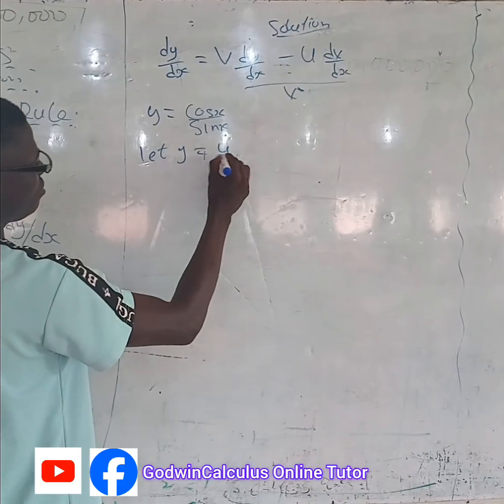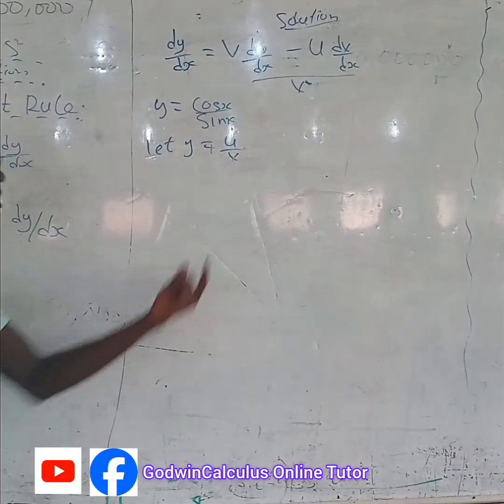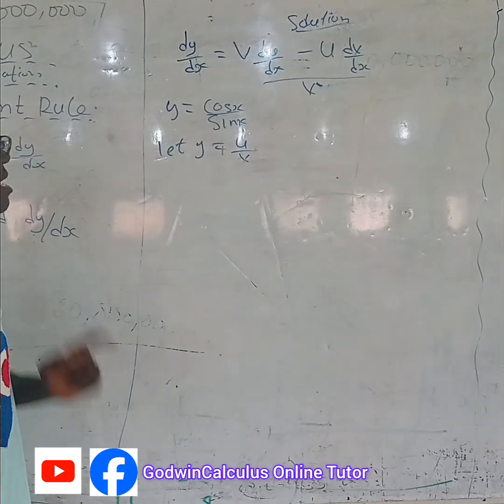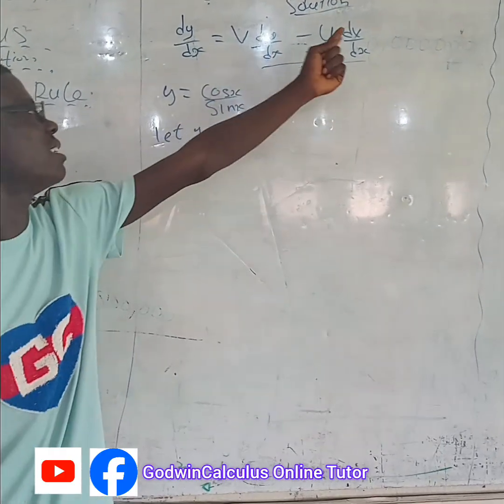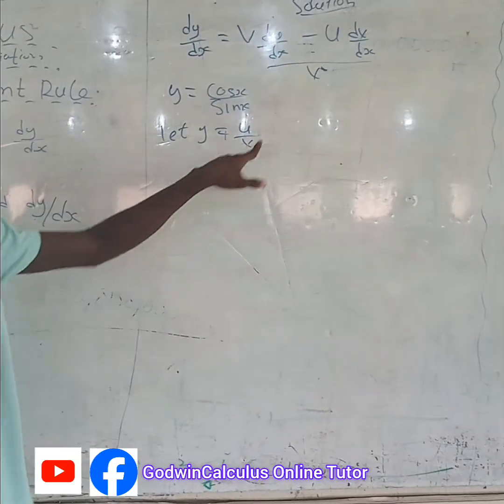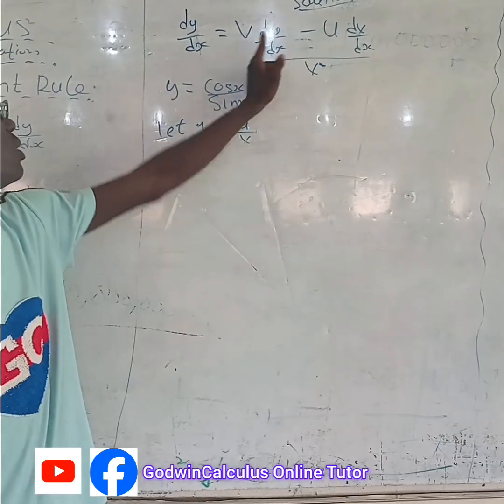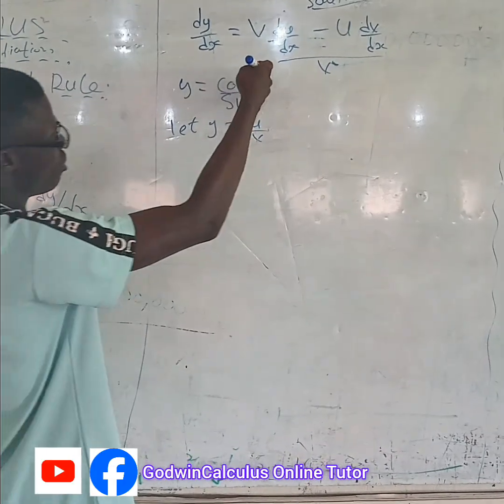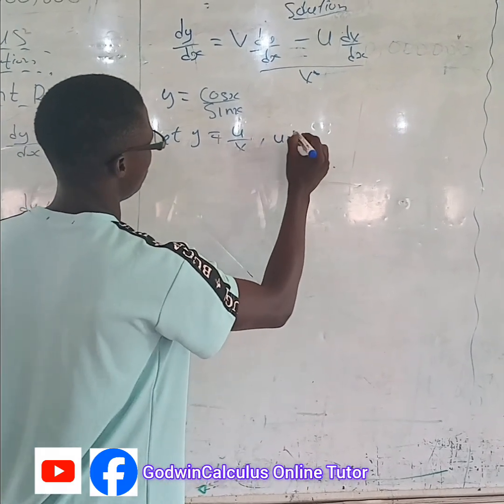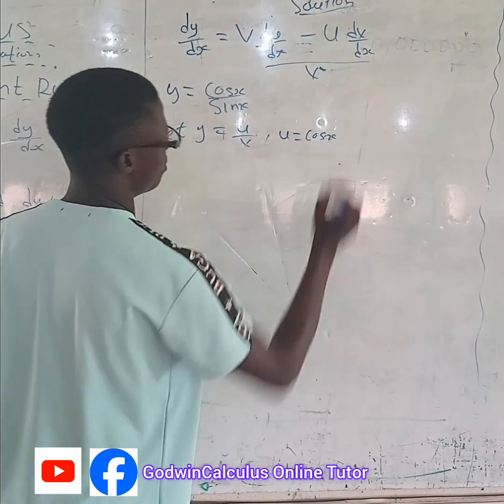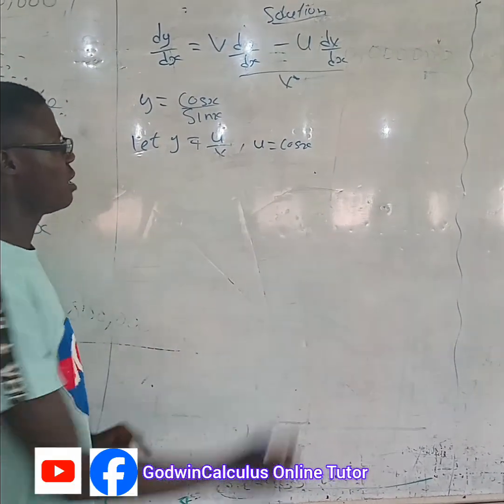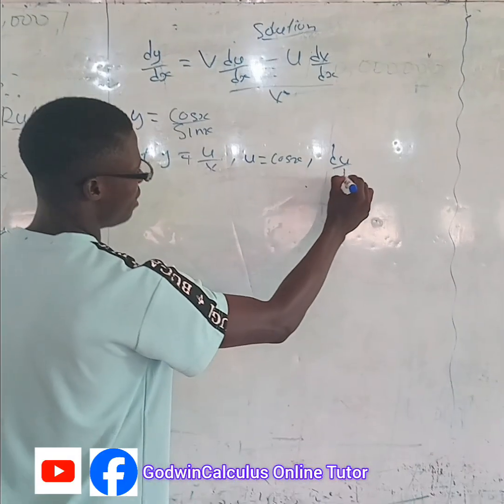Now, let y is equal to u all over v, which means this u is cos x and v is sin x. In this case, we're going to find our du/dx and dv/dx. How can we find them? We're going to differentiate u, which is cos x, to find du/dx.